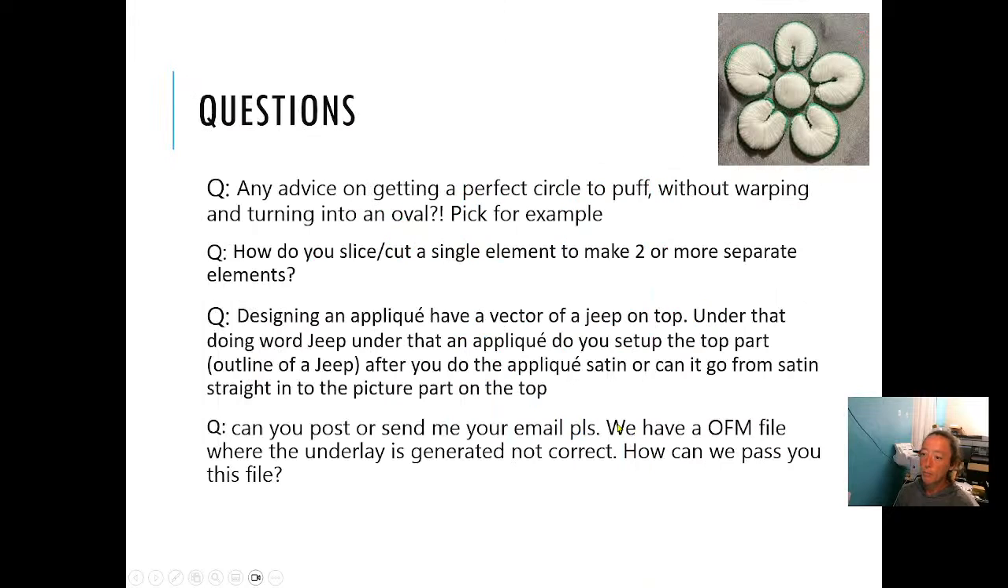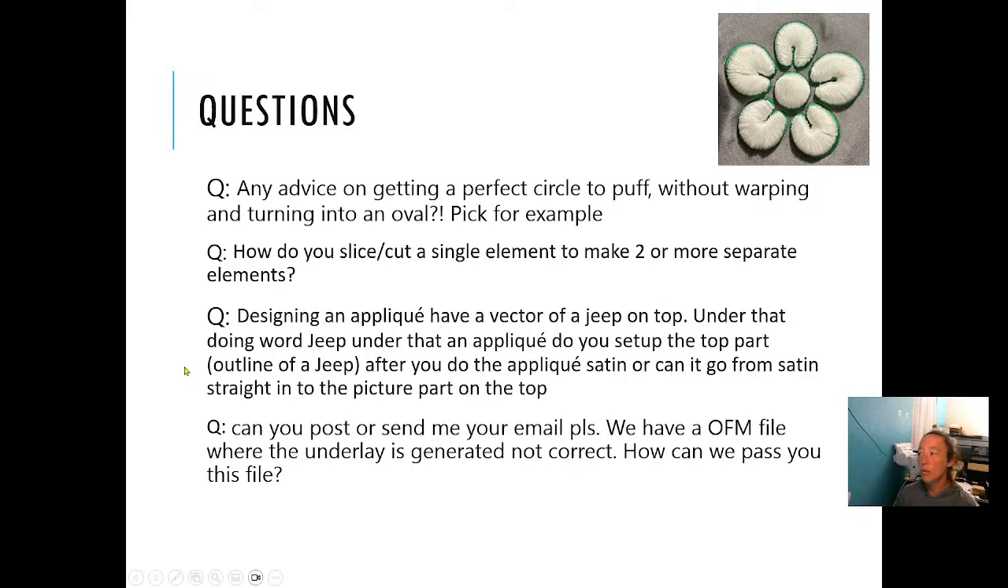All right, so any advice on getting a perfect circle to puff without warping and turning into an oval, for example? All right, so I assume you mean this guy right here, to how the circle tends to narrow up in the direction of the sewing.